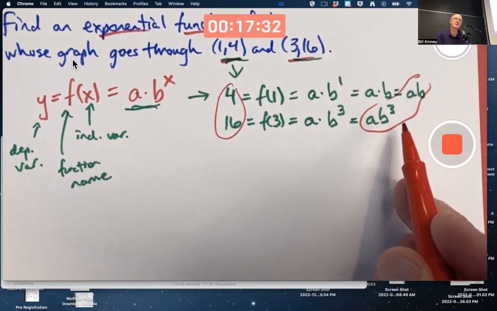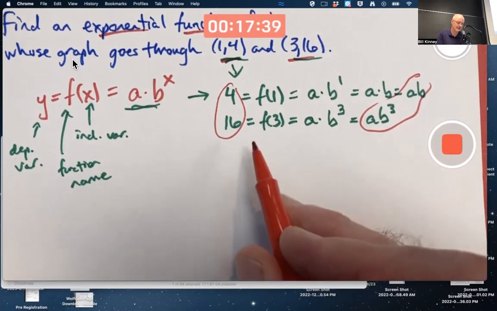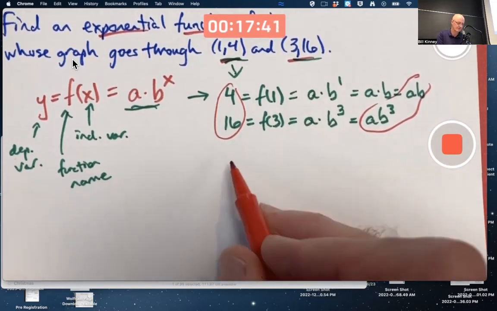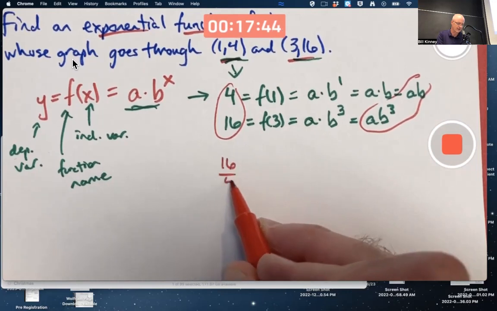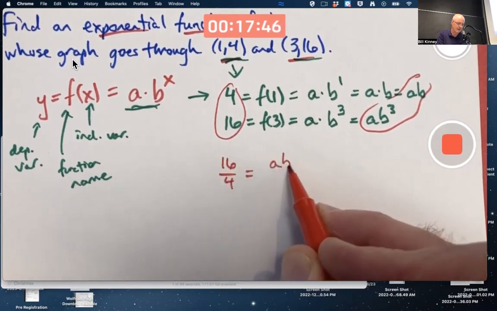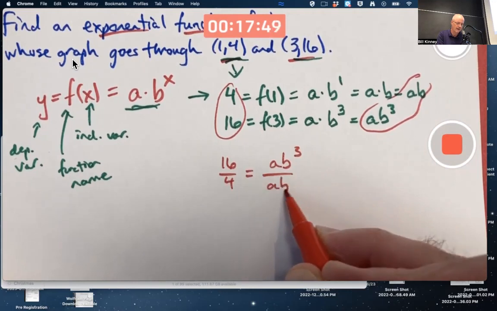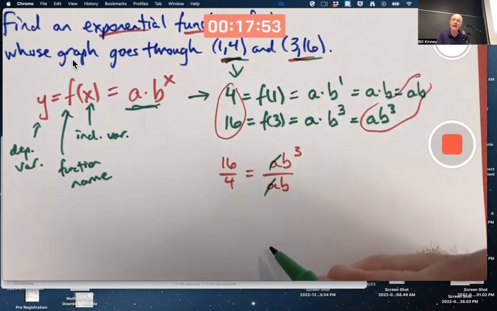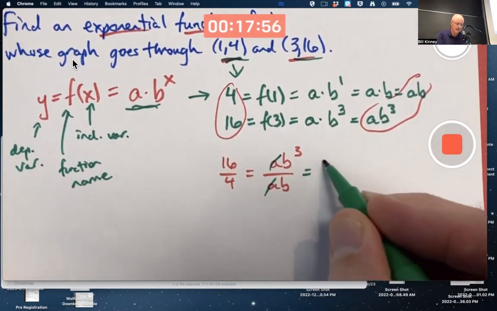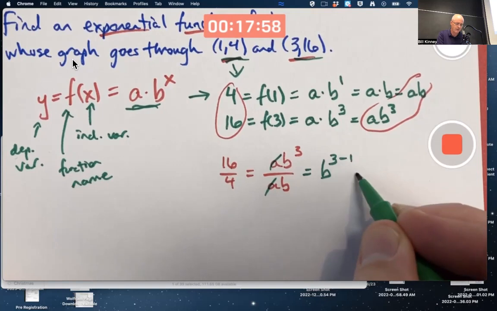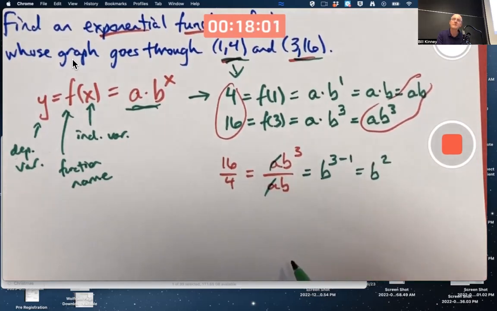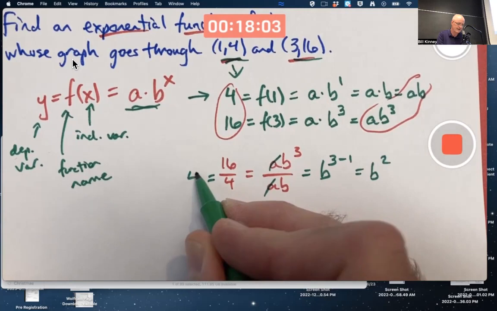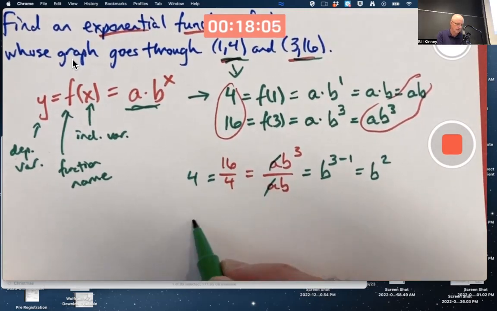It's a little strange. Sometimes we're used to adding equations or subtracting equations, but here we're going to divide one equation by the other. I'm going to take the second equation and divide by the first equation. So on the left-hand side, that's 16 divided by 4, and on the right-hand side, that's AB cubed over AB. The reason that's a good idea is that we get nice cancellation on this side. The A's completely cancel. And with the B's, you can subtract the exponents and get a B squared. 16 over 4 is nice. That's 4. So B squared is 4.